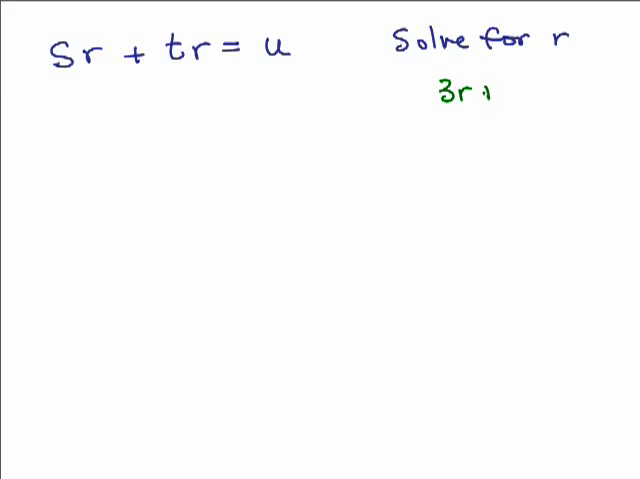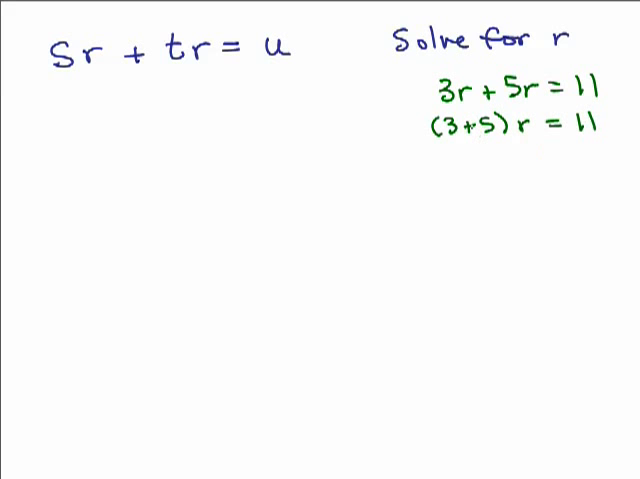All right, let's do another one. SR plus TR equals U, and we're going to solve for R. All right, this is a little bit different because when you're looking for the variable R, there are actually two terms that have the variable R. So think about what you would do if it was something like 3R plus 5R equals 11, for instance. You would combine the like terms on the left here to get 8R. And how do you do that? You've got to add the 3 and the 5 together.